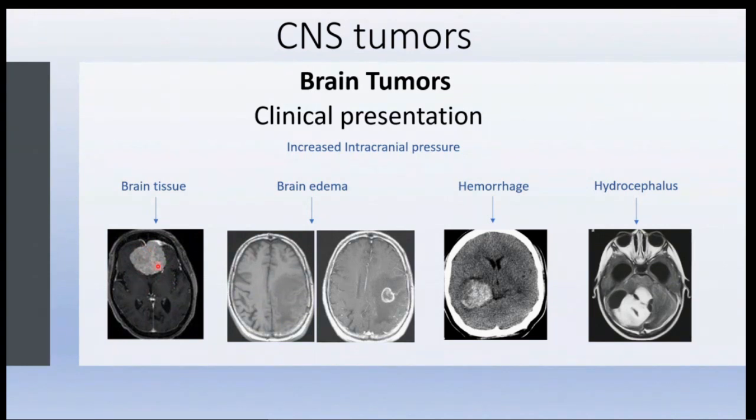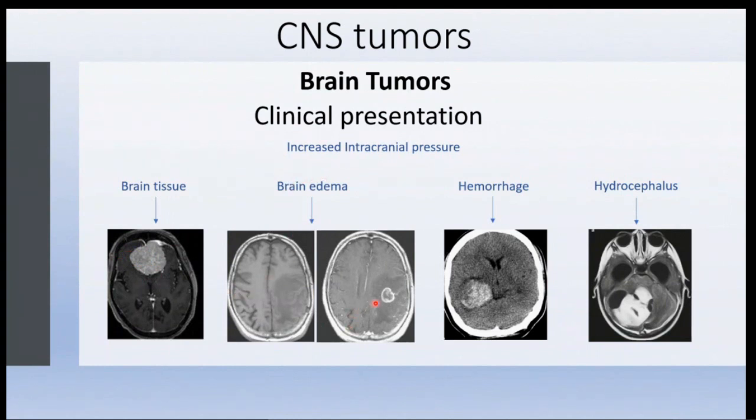Actually, this patient presented with personality changes due to compression on the surrounding brain tissue, which is the frontal lobe, which is responsible for cognition and psychology of these patients.